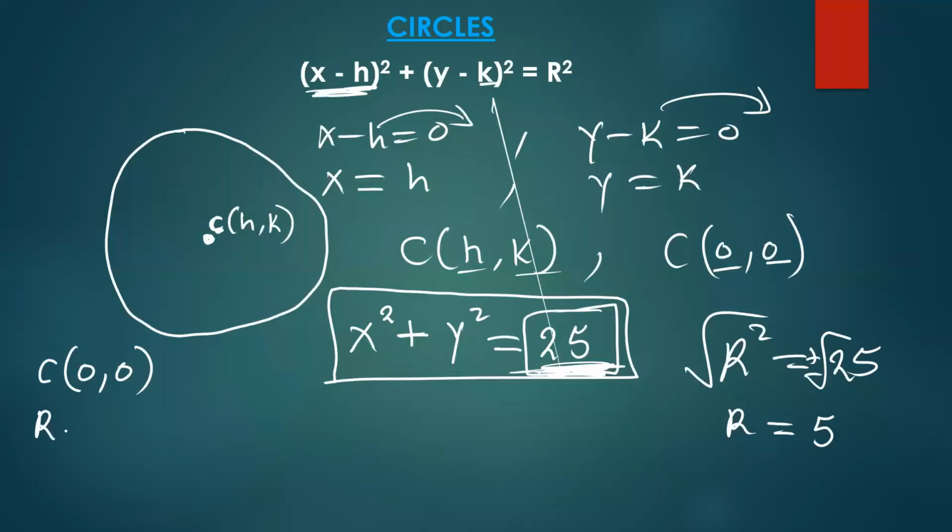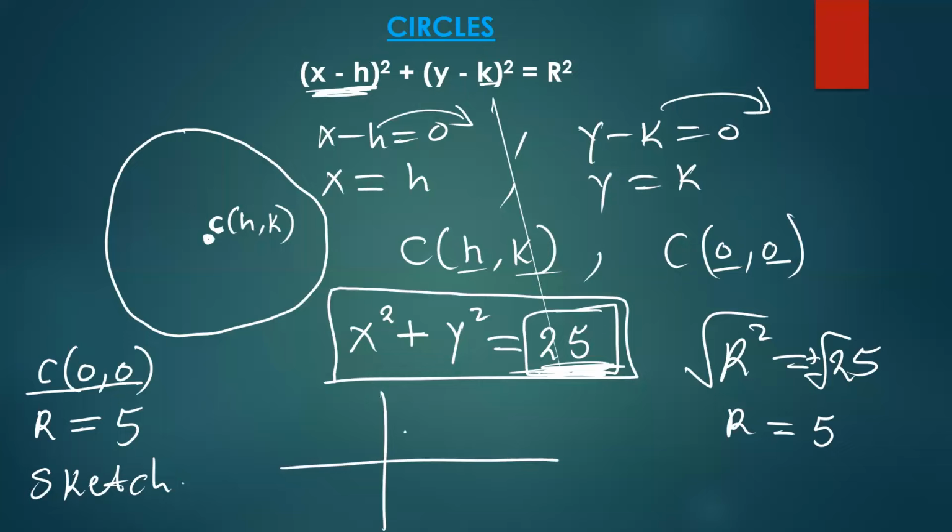So when they tell you to discuss a circle, the first thing that you need to find is the center. And then after finding the center, you also need to find the radius, which is 5. After finding the radius and the center, you now need to sketch the circle. Meaning you have to put it on the x-y plane. So if the radius is 5, you are going to move from the center, which is (0, 0) here.